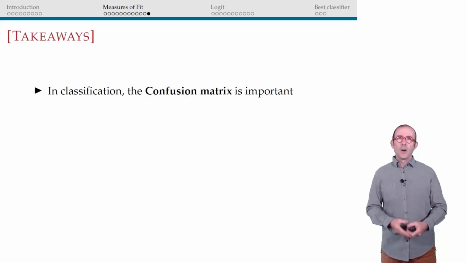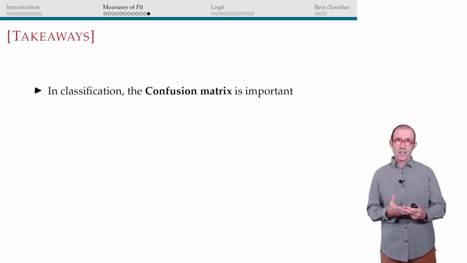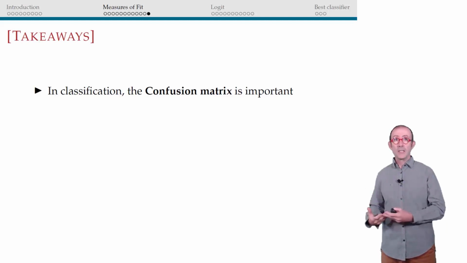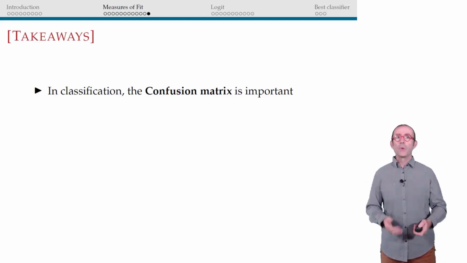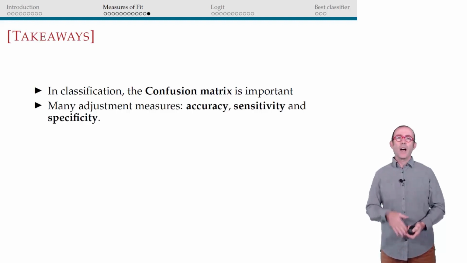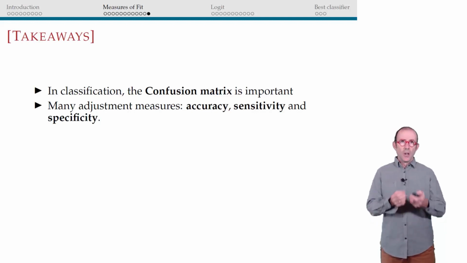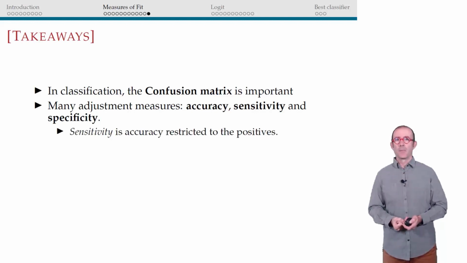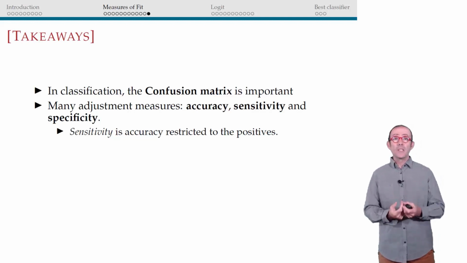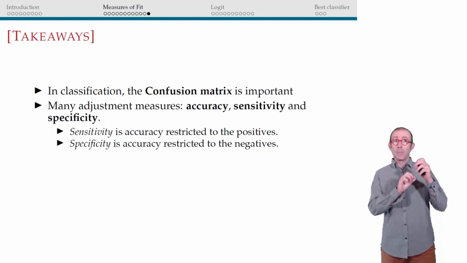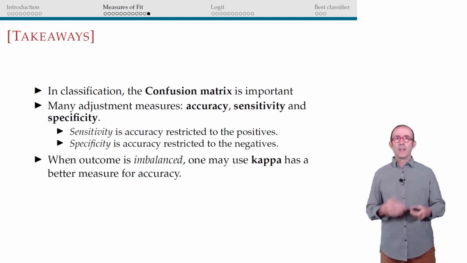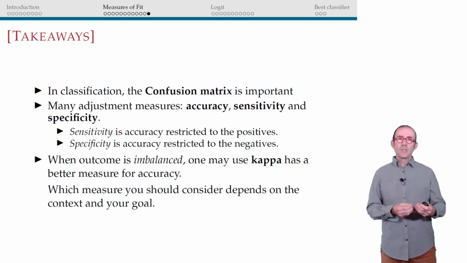To wrap up this sequence, we have one important tool named the confusion matrix that gives you a comparison between what you observe and what you predict with your classifier. If we want to know which classifier is good for a problem, or if a classifier is better than another one, we will need to compare confusion matrices, or compare accuracy, sensitivity, specificity, or maybe kappa to measure some important features of the classifier. Remember also that sensitivity is accuracy restricted to the positive case, so-called positive, and the specificity is restricted to the so-called negative. Once again, these are pure formal definitions of positive and negative. When the outcome is unbalanced, one may use kappa as a better measure of accuracy. Which measure is the best depends on the context and on your goal. But we're going to see an example in the next video.